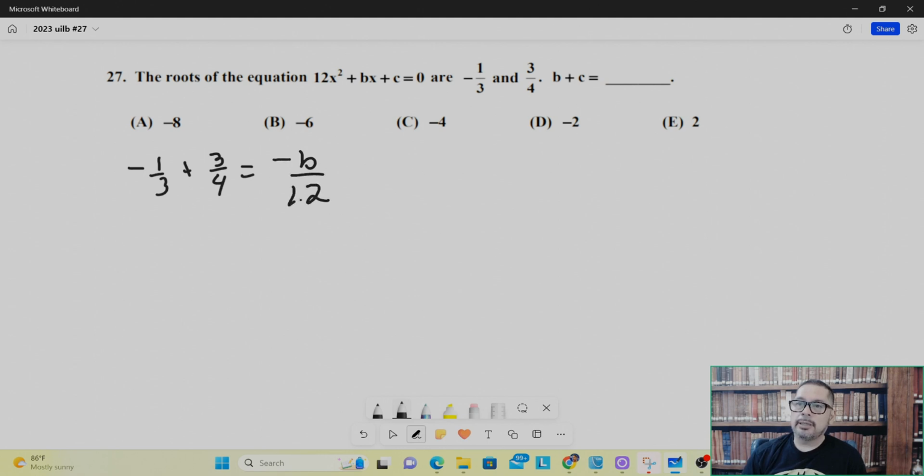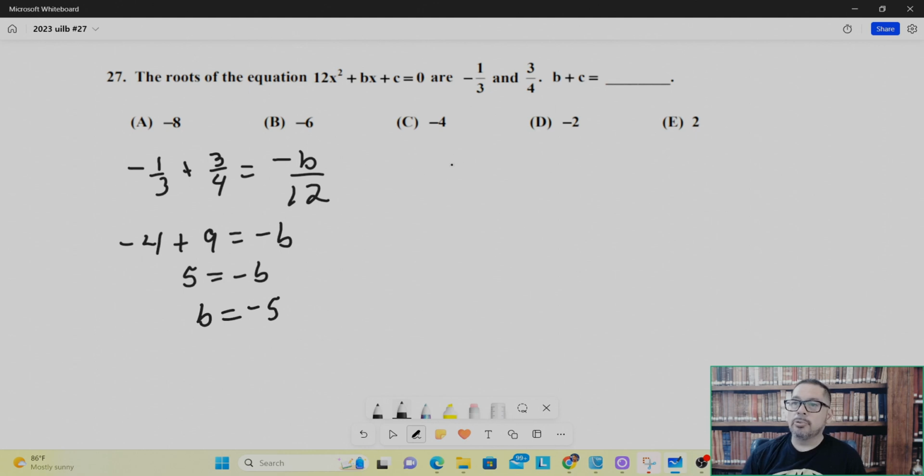And so we have a little problem to solve. If I multiply everything by 12, I end up with a negative 4 here, and then 3 times 3 is 9, which is equal to a negative b. So I end up with 5 equals a negative b, and so b is equal to negative 5.